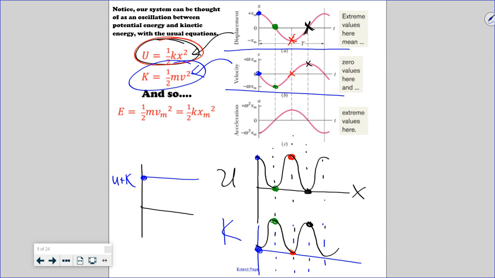Right? Because your total energy ought to be constant. Okay. So remember, your total energy is either your maximum kinetic energy or your maximum elastic potential energy. All right? So let's do an example.